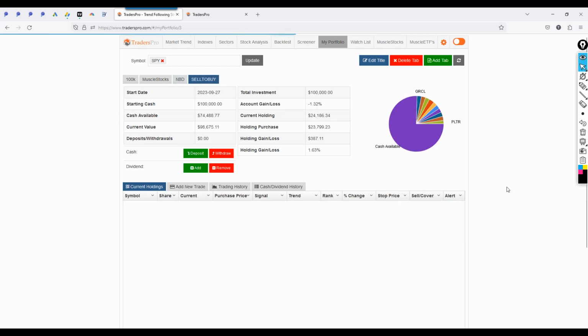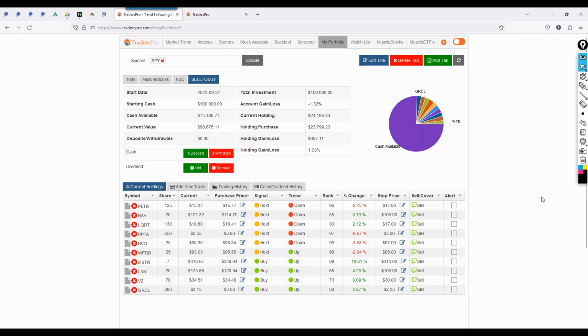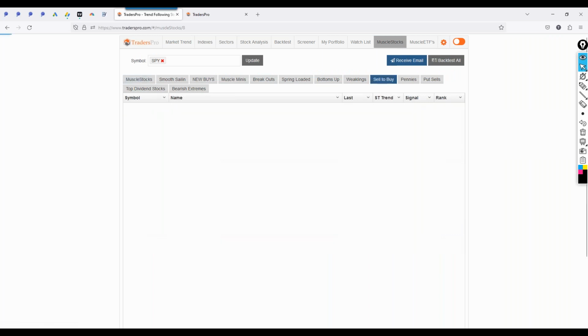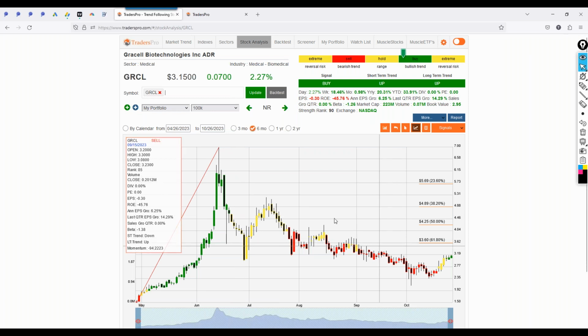The sell to buy, this is a little slower portfolio, but it's also had some decent winners. Here's a good example, MSTR. This was the signal right here, and this was the sell. So you had a sell, and this is the first buy signal after the sell signal. All I'm doing is using this scan right here, sell to buy. Whatever is the top of the list is the one I'm adding into. GRCL is top of the list today because it's the first buy signal after a sell signal, right here.